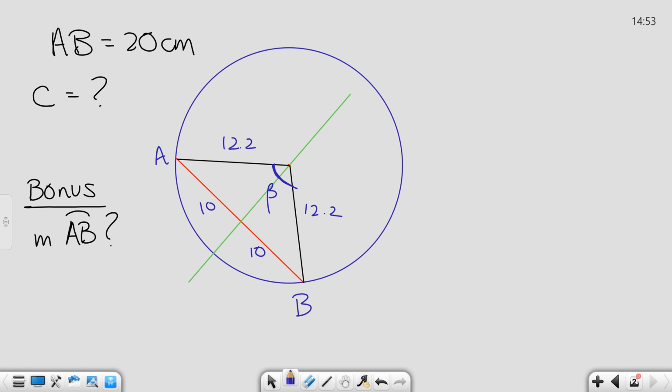This is a law of cosines problem, and I think you all agree that nobody likes to do law of cosines, right? 20 squared is equal to 12.2 squared plus 12.2 squared minus 2 times 12.2 times 12.2 times the cosine of beta. I think you would all agree that law of sines and right triangle trig is easier, yes? Yes. But there's 3 methods to all solve the same problem.